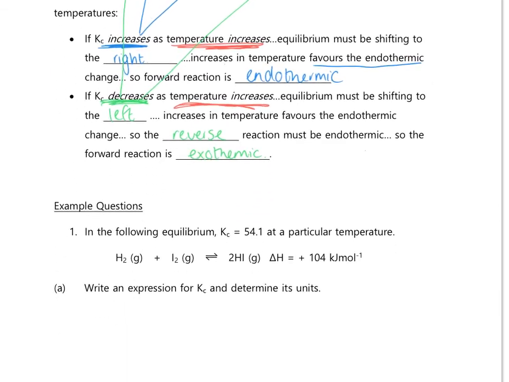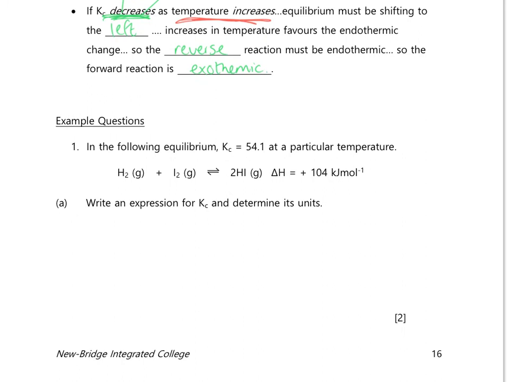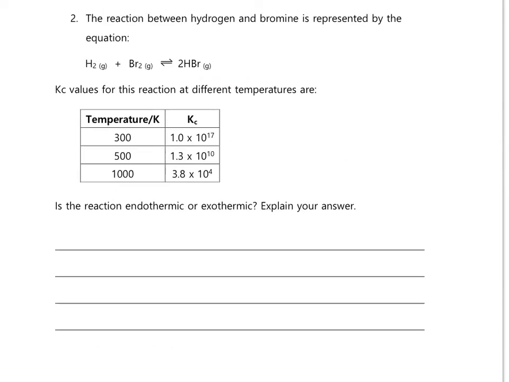So below are some example questions. We'll have a look at question 1 in a second, but I want to fast forward to question 2 because that directly links to what we've just discussed about predicting whether a reaction is exothermic or endothermic based on changes in values of your Kc. So have a look at question 2 on the next page, page 17. It asks you to look at these various values for Kc and explain whether the reaction is endothermic or exothermic.